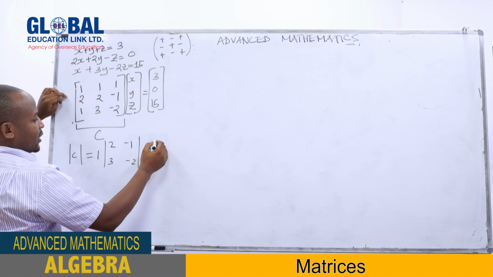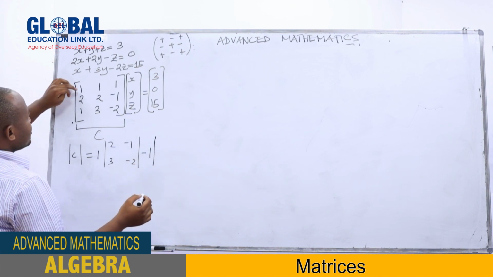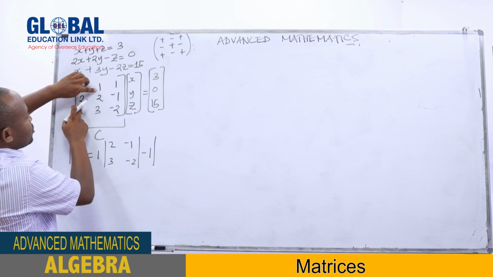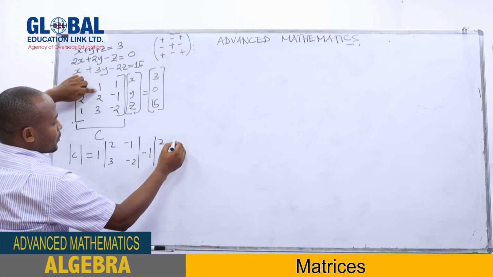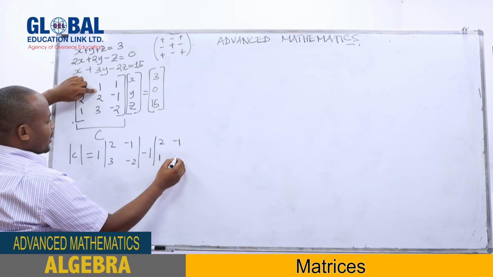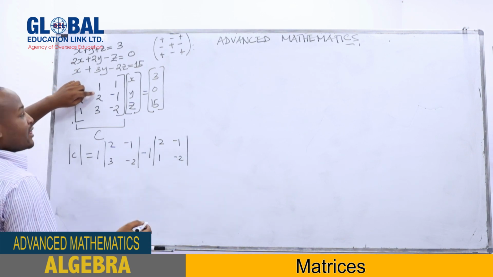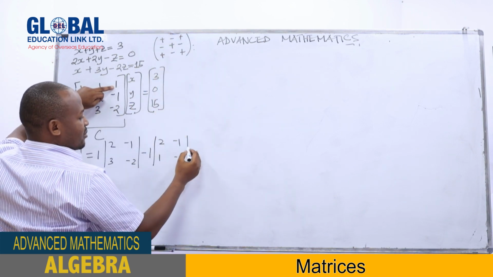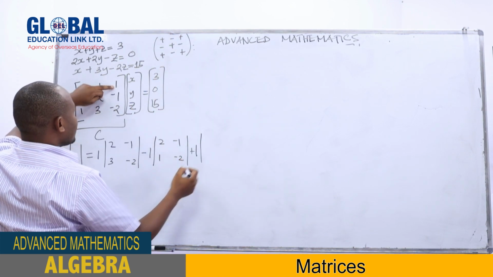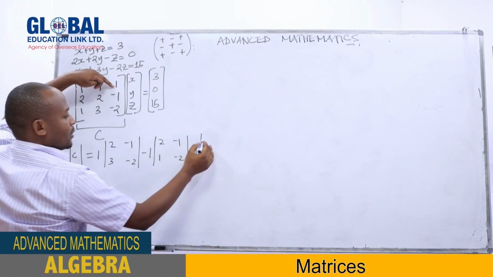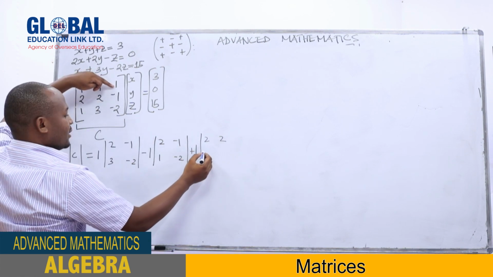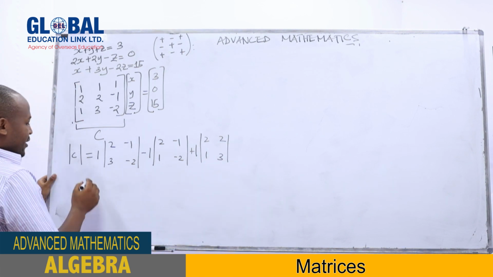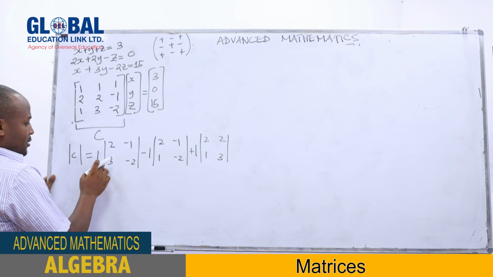1 is there. Remember when I reminded you about how to find the determinant, and then we are left with 2, negative 1, 1, negative 2, and then we have 1, but remember it is positive from the pattern, and then we are left with the 2, then again, and then 1, 3. Now let's find the determinant of that.